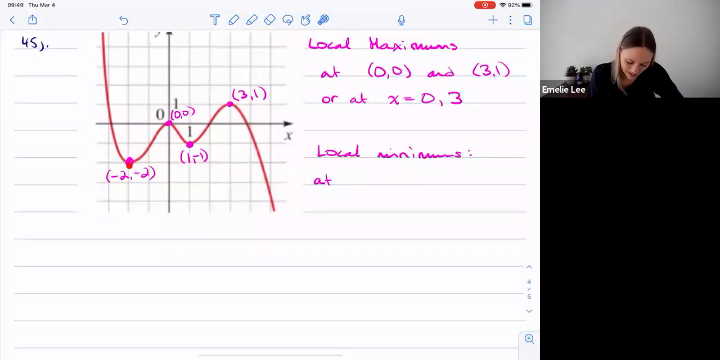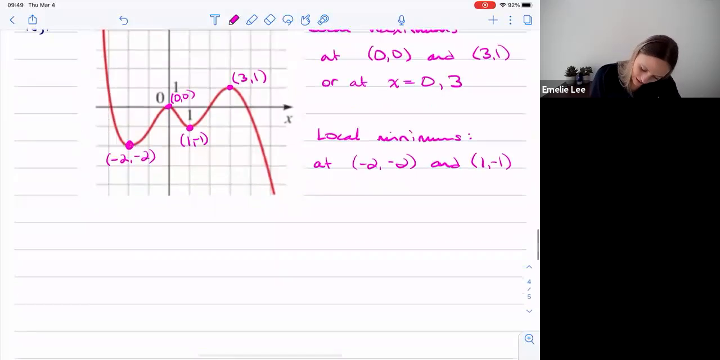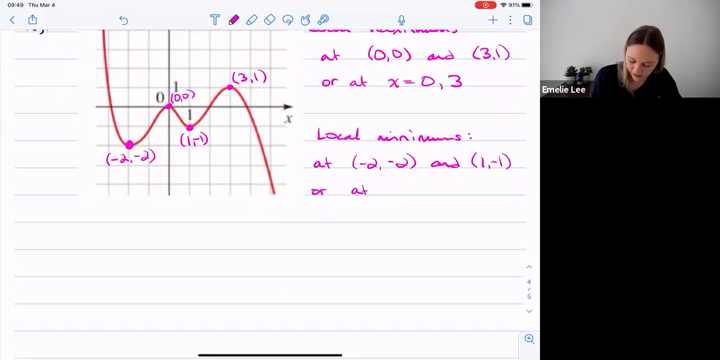She's just mad. So here, if we're talking about minimums, we're at -2, -2, but also at 1, -1. So at -2, -2, and 1, -1. Or if they want it as a comma separated list, at x equals -2 and comma separated 1.